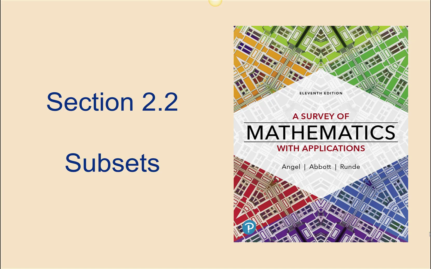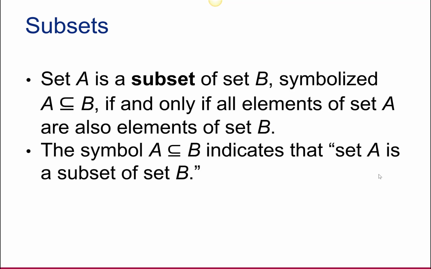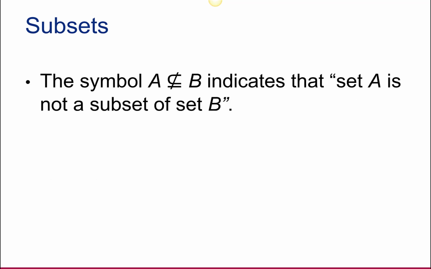Section 2.2, subsets. Set A is a subset of set B, symbolized with the symbol shown here, if and only if all the elements of set A are also elements of set B. The symbol A subset of B indicates that set A is a subset of set B.